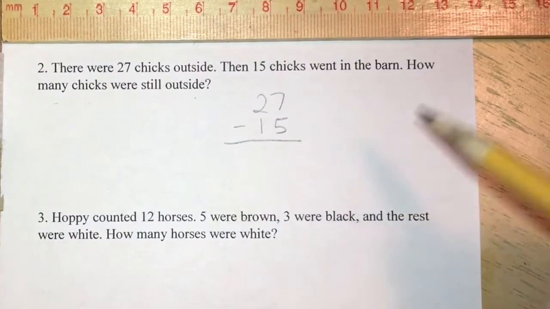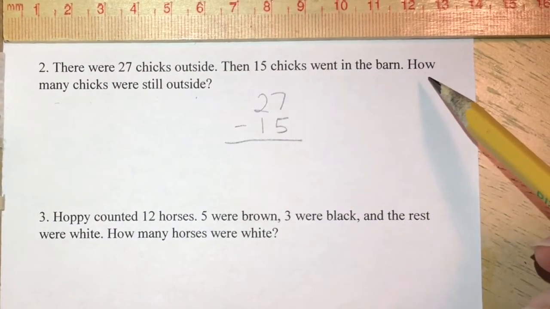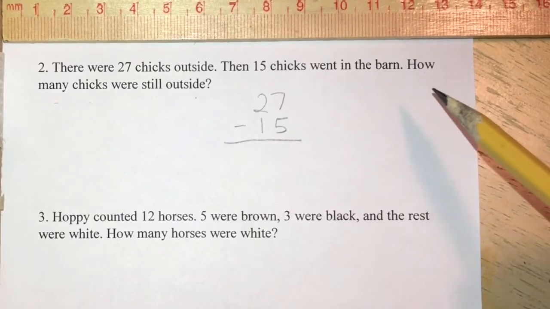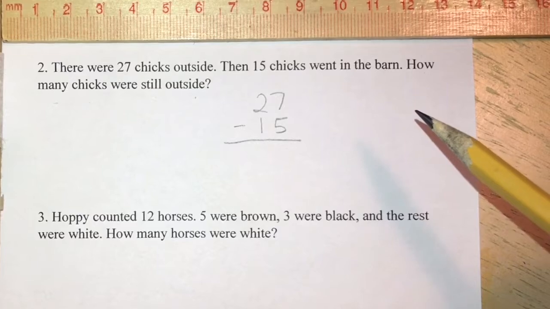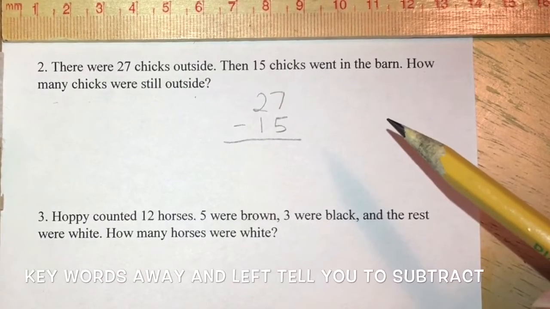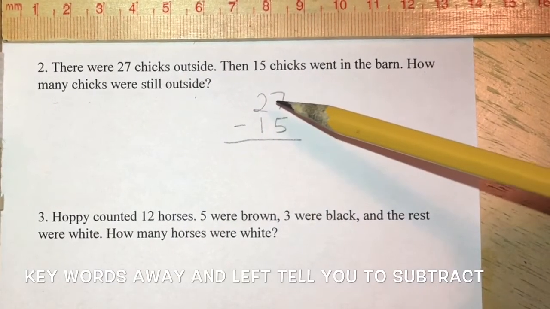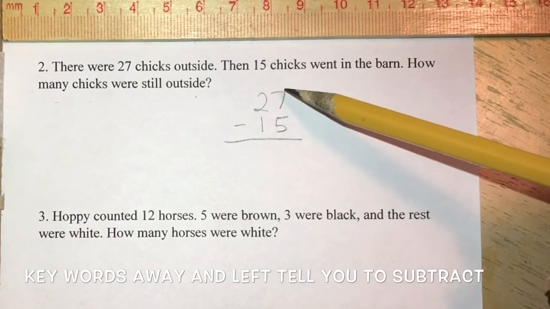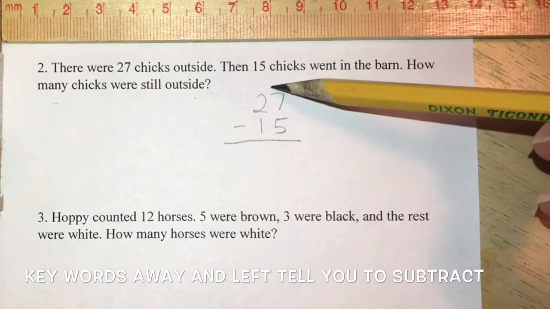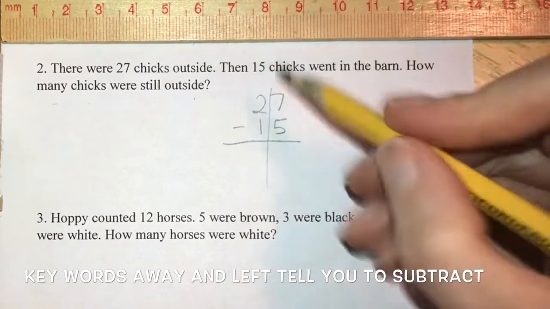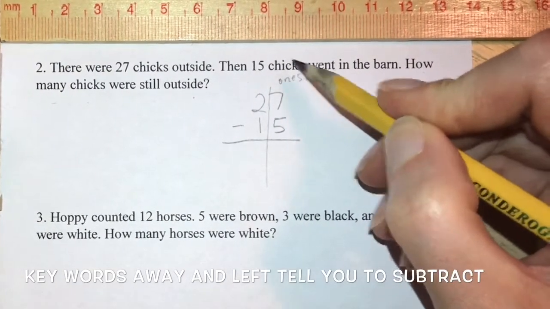What we're trying to figure out when we ask how many chicks were still outside, we're trying to figure out how many chicks are left. That's another keyword that tells you to subtract. So this is definitely a subtraction problem. I've written my numbers vertically so that my ones and my tens column are aligned. I'll go ahead and write that out for you. We've got ones and tens.